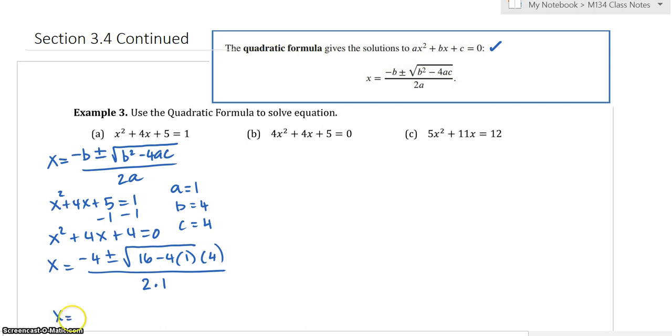So what does that equal? That's going to be negative 4 plus or minus. This is just 16 minus 16. That would be the square root of 0 over 2. So it turns out you would get negative 2.